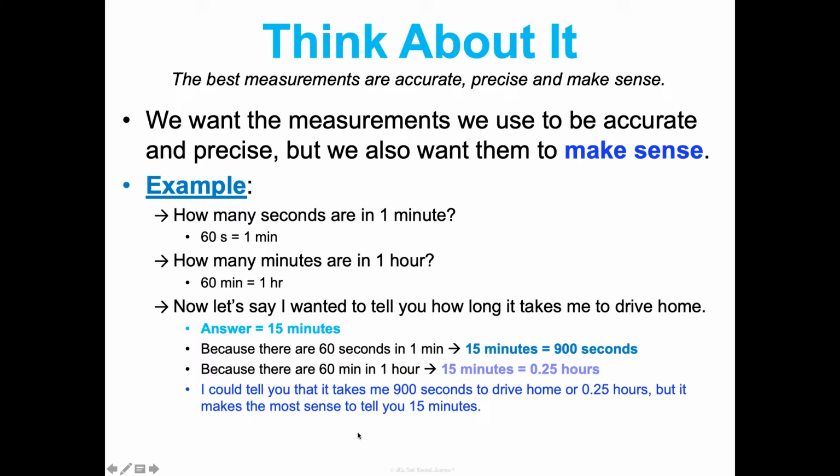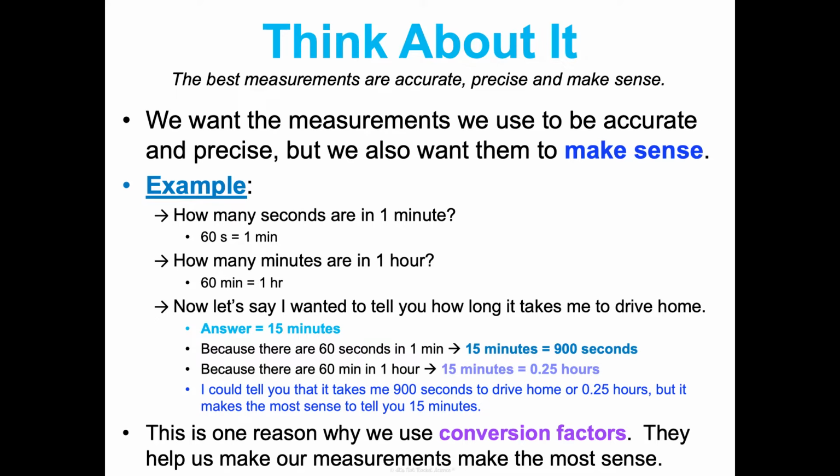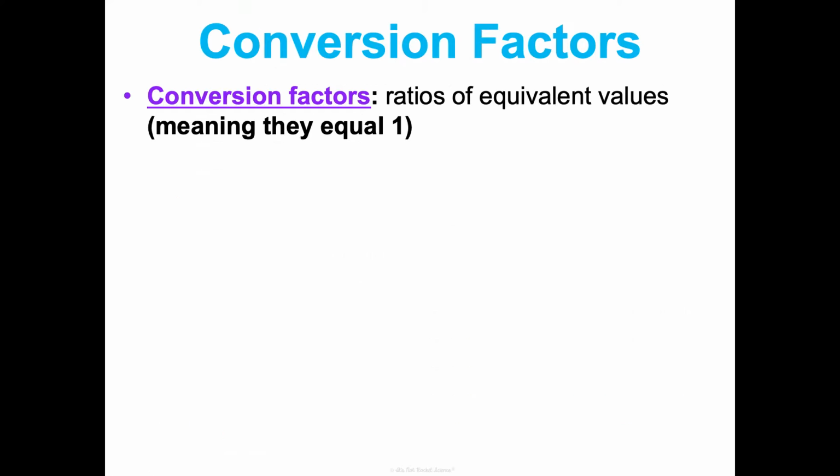But if I told you either of those measurements, it wouldn't really make sense to you. It makes much more sense if I just tell you 15 minutes. Even though all three of these equal the same thing, I want to use the measurement and use the unit that makes the most sense. And so that's where we're going to be using something called conversion factors. Conversion factors help us make our measurements make the most sense by putting them in the unit that makes the most sense. Okay, so a conversion factor is just a ratio of equivalent values, meaning they equal 1.